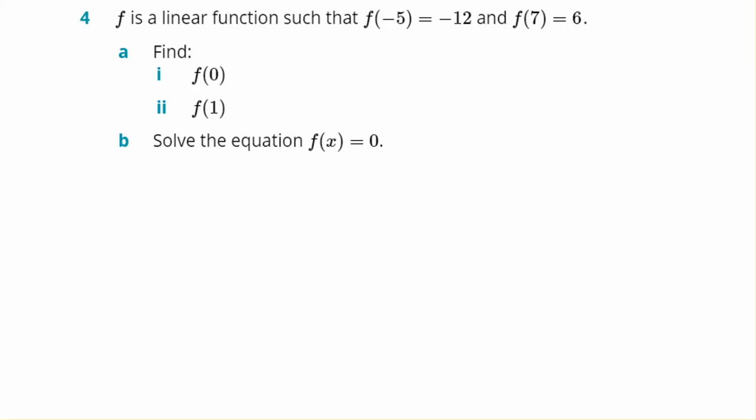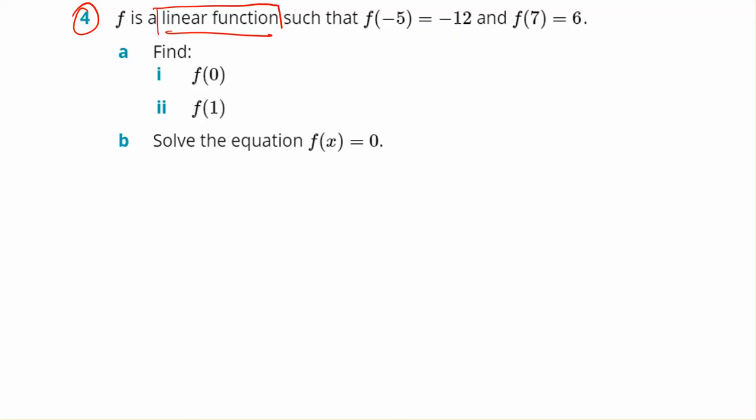This is for Year 11 Methods. We're going to look at Exercise 5F, question 4. So f is a linear function. Highlight this word, linear function. It's really important. Such that f of -5 equals -12 and f of 7 equals 6.